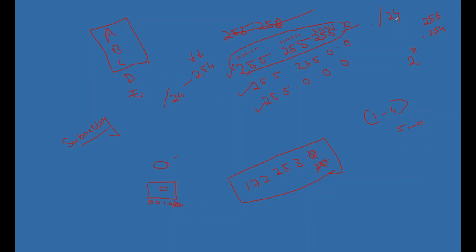When I say /25, how many zeros are there? 7. So that means in this 8 bits, one more bit is going to be used as a network bit. Okay, so this whole thing is called the network ID and the remaining is called the host ID. So how many bits are left here? 7 bits. So 2 raised to 7 is what?